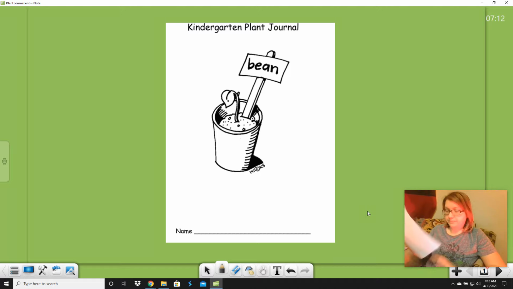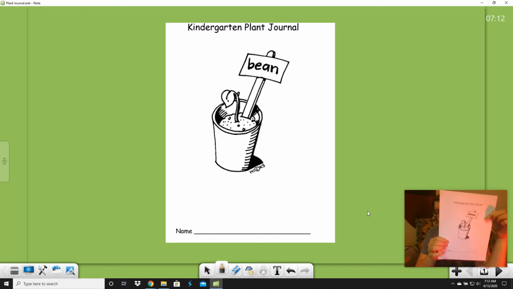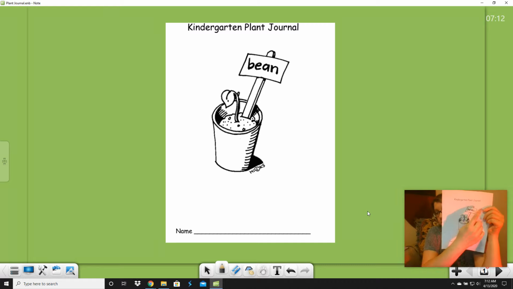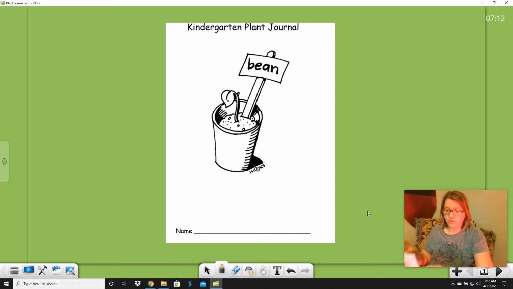Now, in your packet at home, you should have a plant journal. Looks like this. Everybody should have one of these. Has a little plant on the front. It says Kindergarten Plant Journal. It has a place to write your name. Okay? I want everybody to go ahead and write their name on there right now.